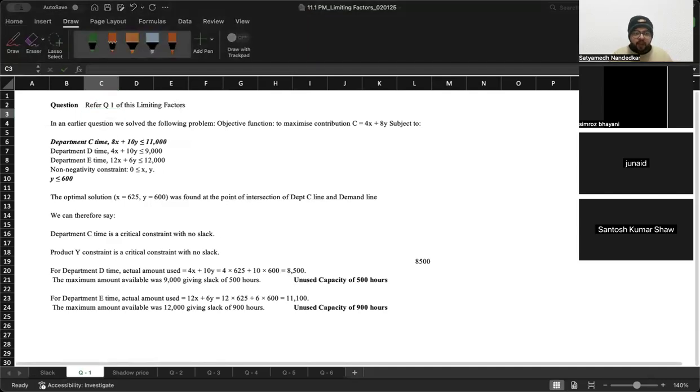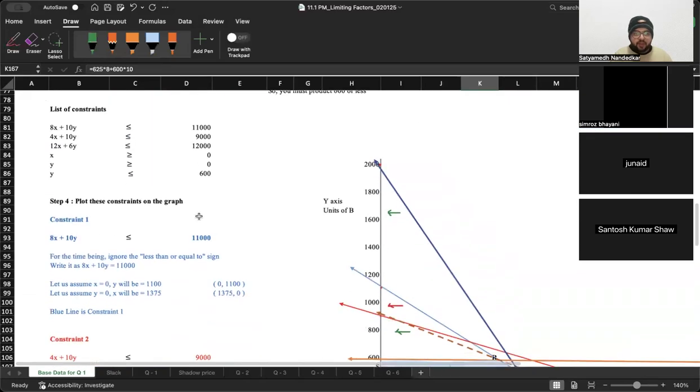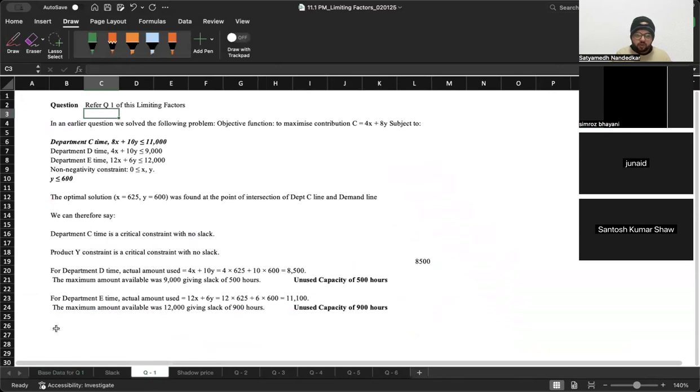What I'll do is I'll bring in a copy of that question here right next to this so that आपको पता रहे कि which question I am referring to. This is base data for question one. ठीक है, where we had defined one, two, three constraints, two non-negativity constraints, and one constraint about the number of units. Okay. So, refer question one of limiting factors.